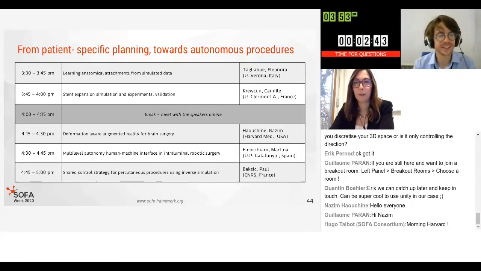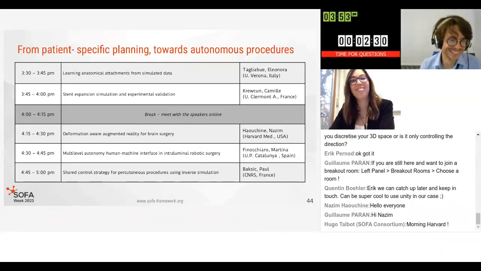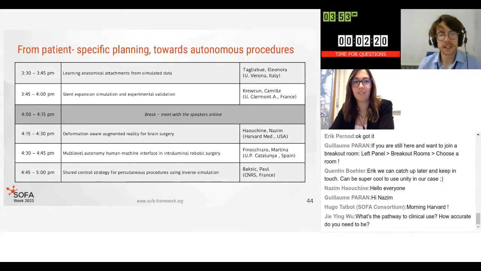So it's marvelous. Is there any question for Eleonora about this work on boundary condition estimation using a convolutional neural network? Anyone? I see Jiying is writing. Zara as well. I'll let you guys. Okay. What's the pathway to clinical use? How accurate do you need to be?